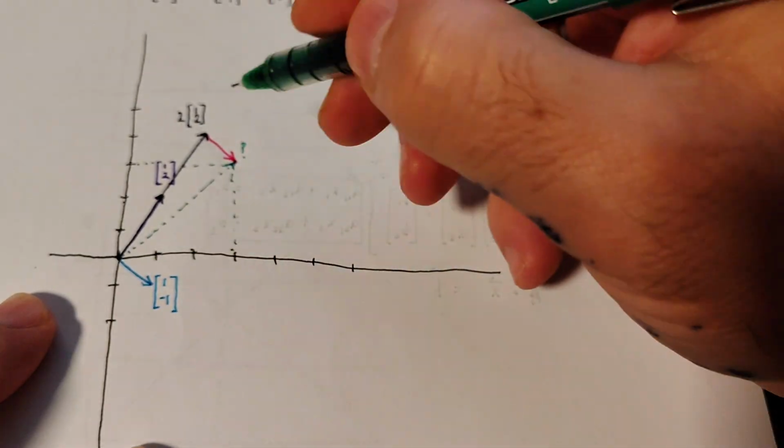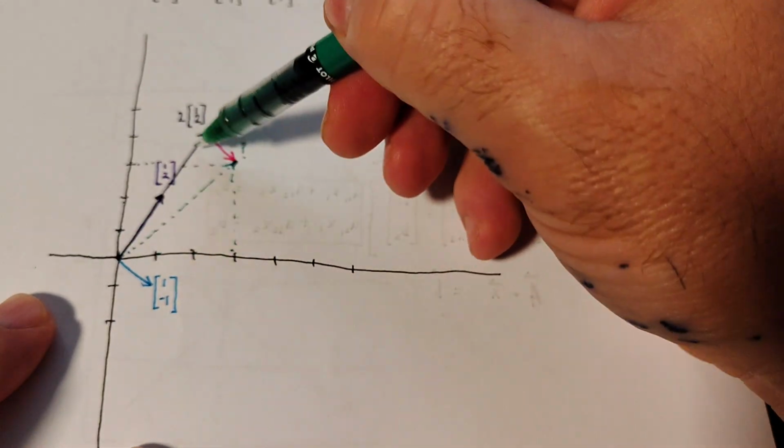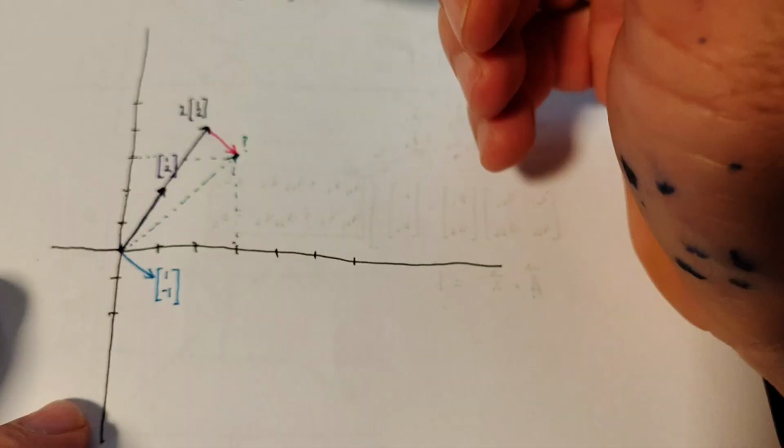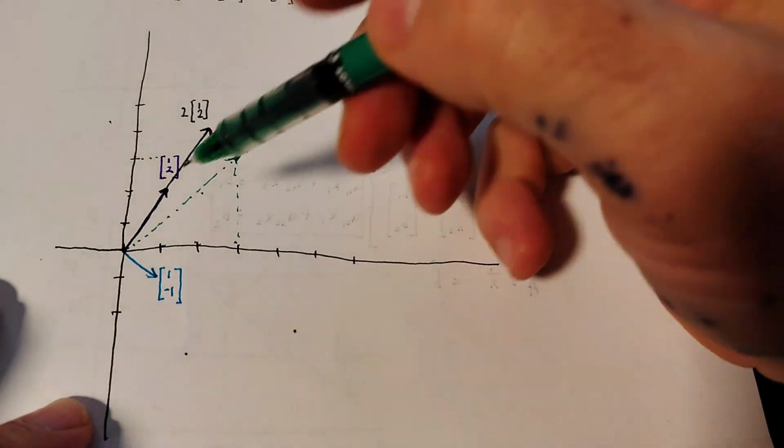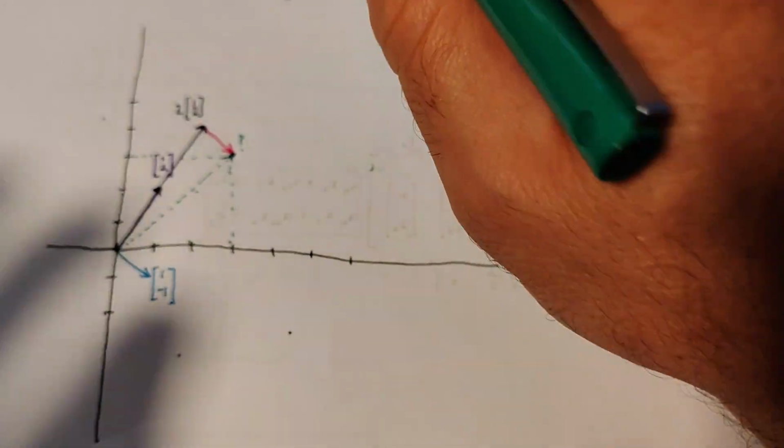And so you can see that just using these two vectors in some sort of linear combination with each other, we can hit any point on this plot anywhere, as long as these two vectors are linearly independent.